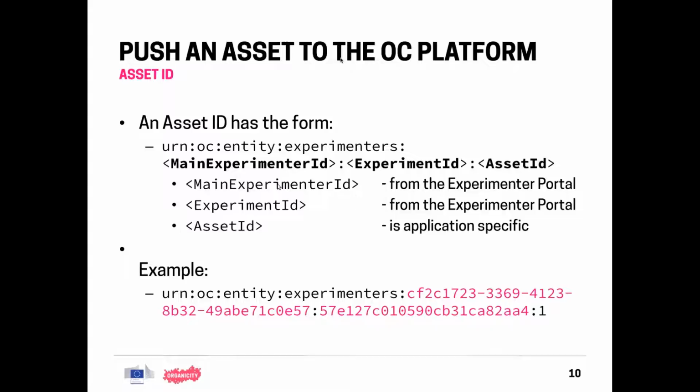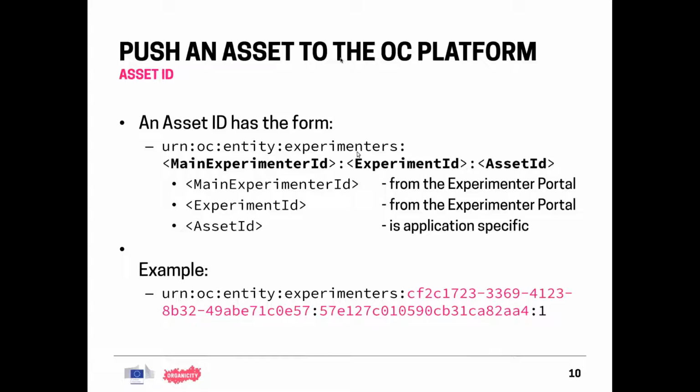Now we want to talk about how this asset ID is created. Evangelos did it before, but I will just give a short recap. You take your ID, you say it's urn:oc:entity:experimenters, so it's from you. Then you include there your main experimenter ID, your experiment ID, and the asset ID. The first two you get again from your experimenter portal, and then you have an asset ID.